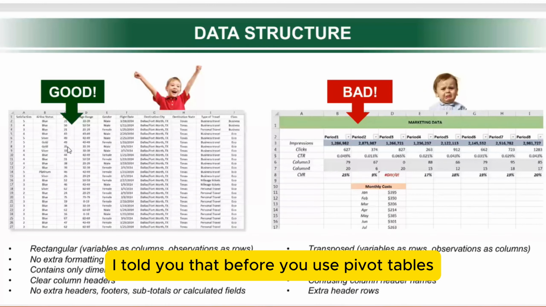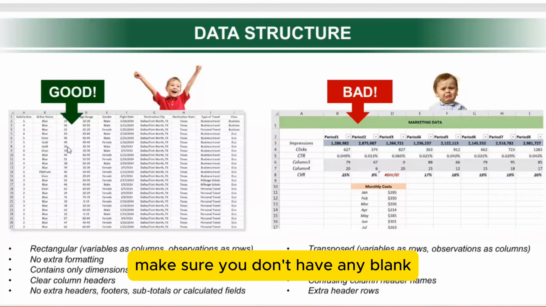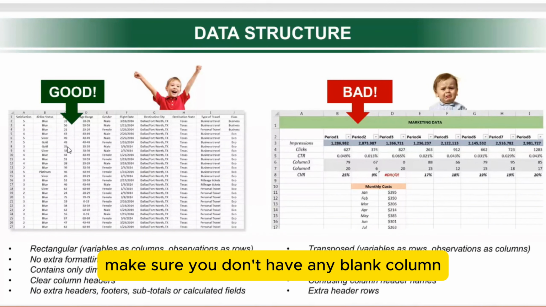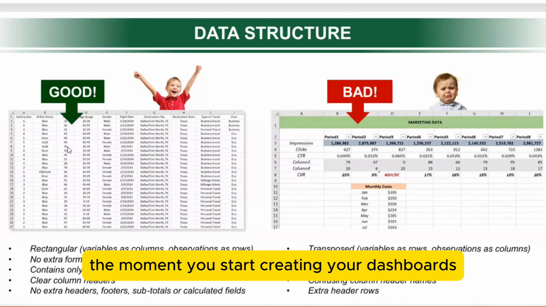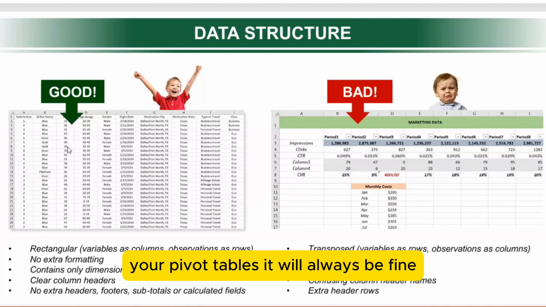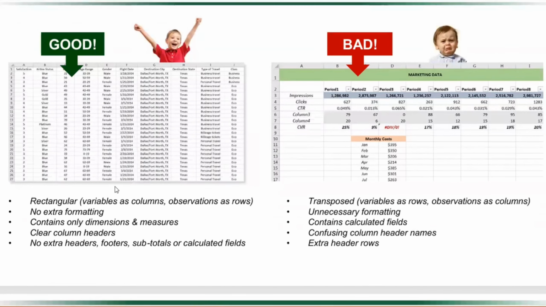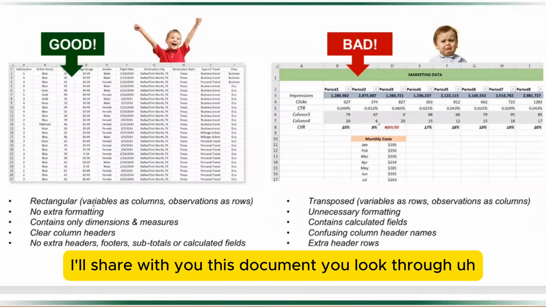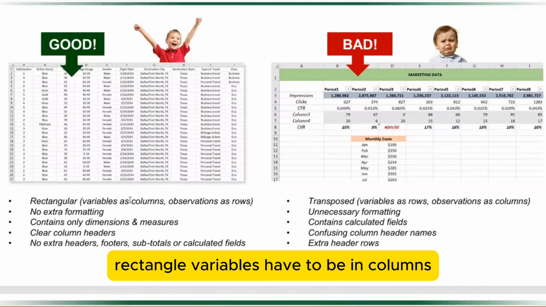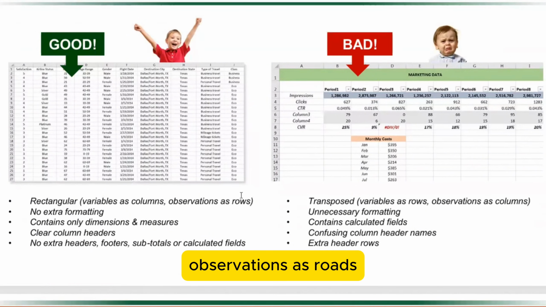In our first session, I told you that before you use pivot tables, make sure you don't have any blank row, and make sure you don't have any blank column between your data. The moment you start creating your dashboards and pivot tables, it will always be fine. I'll share with you this document to look through. Rectangular variables have to be in columns, observations as rows.